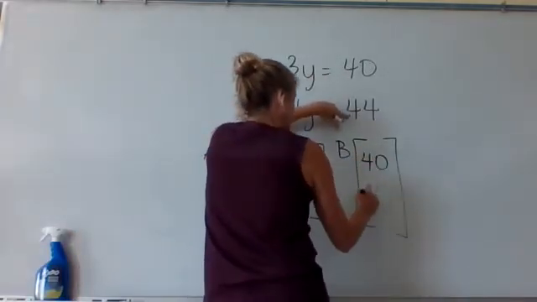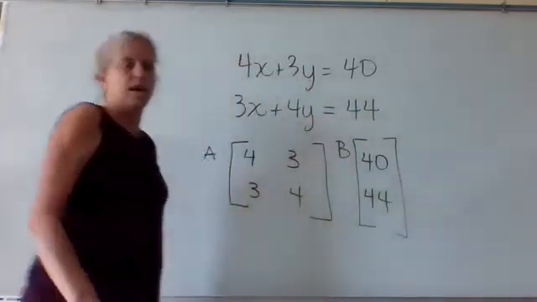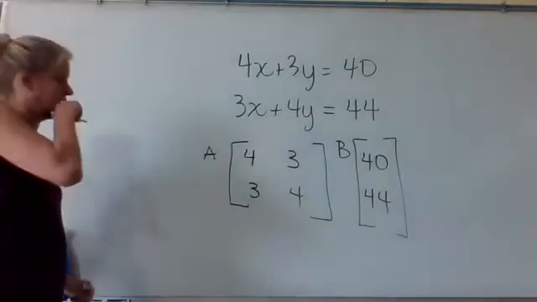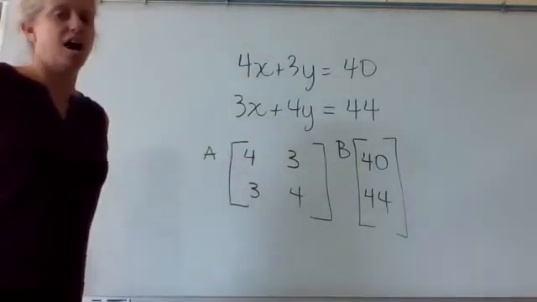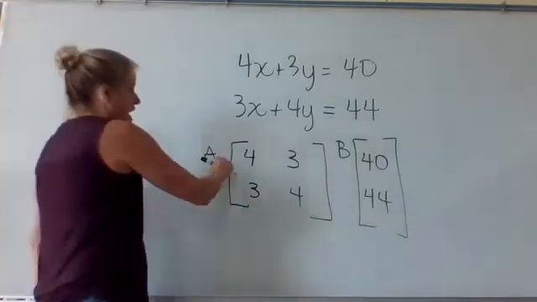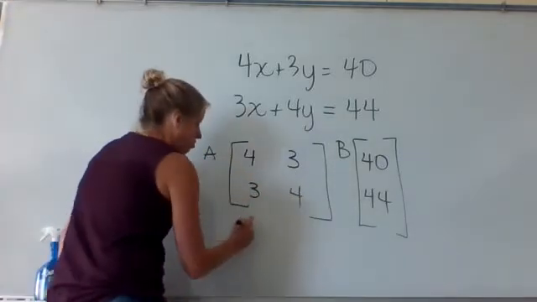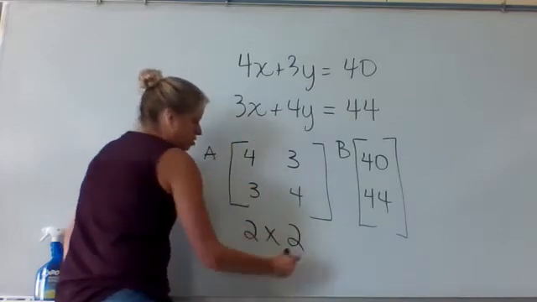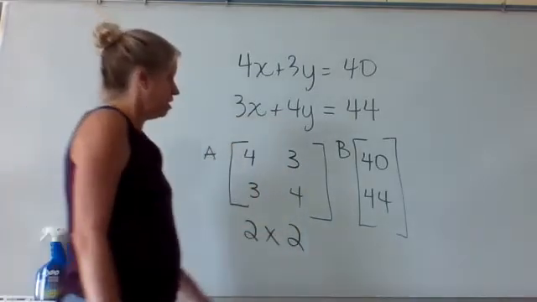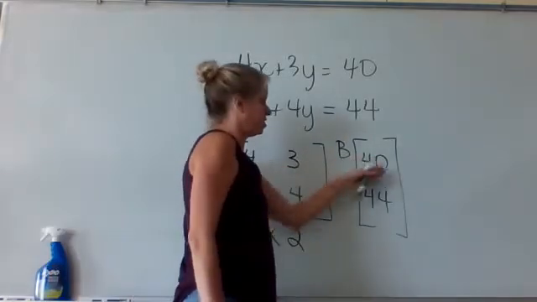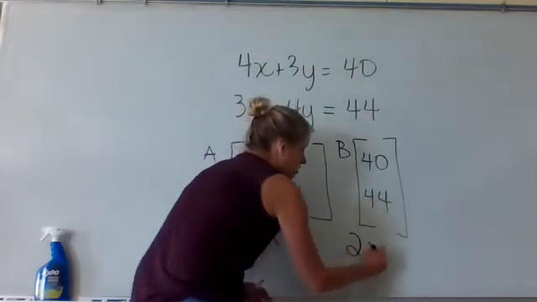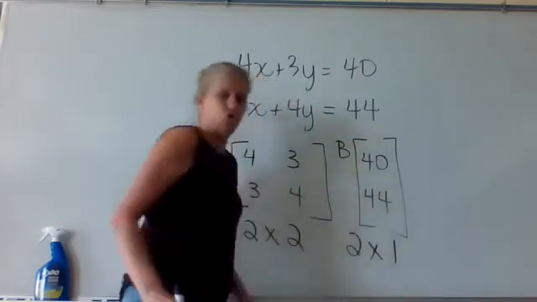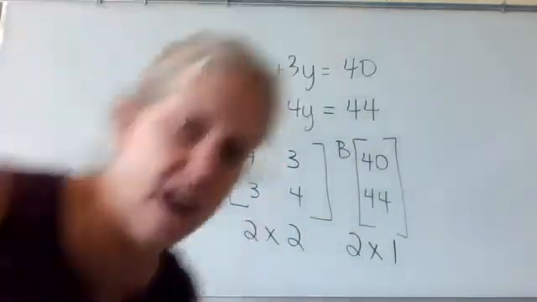So 40 and 44. Now, when we get into our matrix function here in just a second, the first thing we're going to have to tell it is the order of each of these. The order is how many rows, which is 2, by how many columns, which this one is also 2. What is the order of this one? It has, again, 2 rows, by this one only has 1 column. So 2 by 1. So let's go to our calculator.